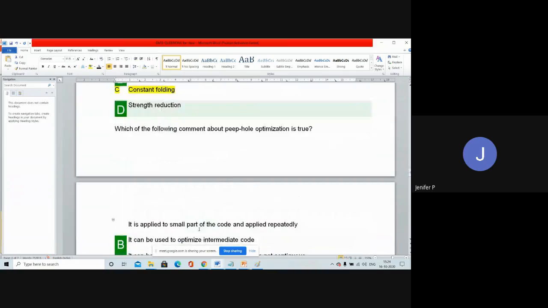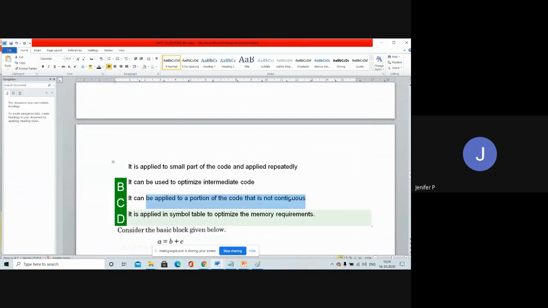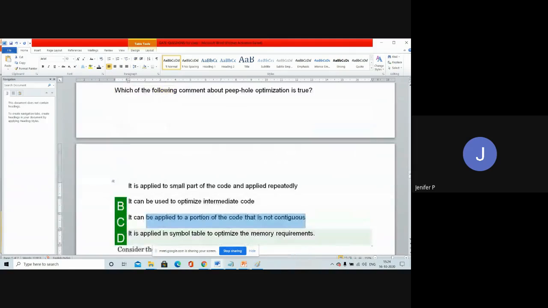Okay, so that is also maybe true. But இந்த நாலுலயுமே பார்த்தனா இதை தவிர மத்த 3 points it is applicable to peephole optimization. Okay, so but the main thing that can be applied is the first one. Okay, it is applied to a small part of the code and applied repeatedly to find the smallest best one, right? Okay, so this is about the peephole optimization. So our answer is first one.